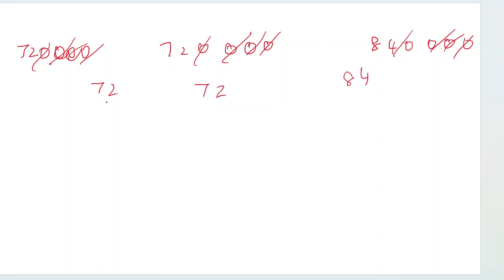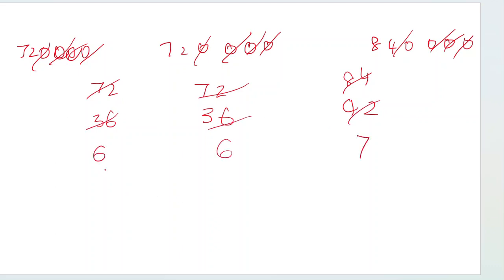Think of a table which divides all of them. I use the 2 times table: 36, 36, 42. Again, now I use the 6 times table. 6 6s are 36, 6 6s are 36, 6 7s are 42. Now further, I cannot get a table which divides all three. Therefore, this is the ratio.